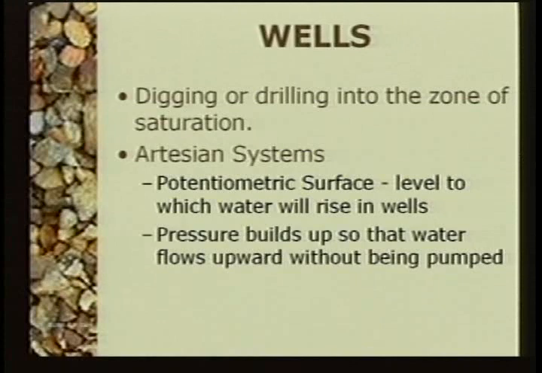If you need to get groundwater, generally you do so by digging or drilling into the zone of saturation. Now, sometimes digging or drilling into the zone of saturation produces an artesian well. Artesian means that the water moves up through the well under its own pressure. You don't have to pump it. And this is because the potentiometric surface, that's the level to which the water will rise in wells, is going to be greater or equal to the well. So the water will automatically rise up under its own pressure. The pressure builds so the water flows upward without ever having to be pumped.